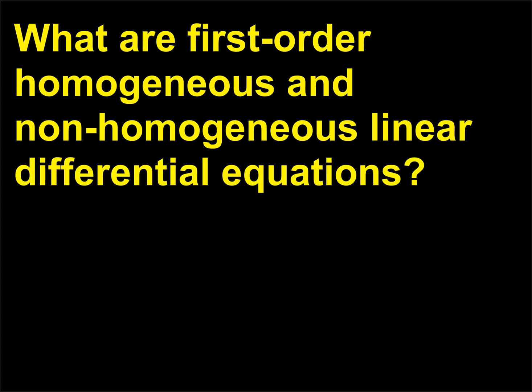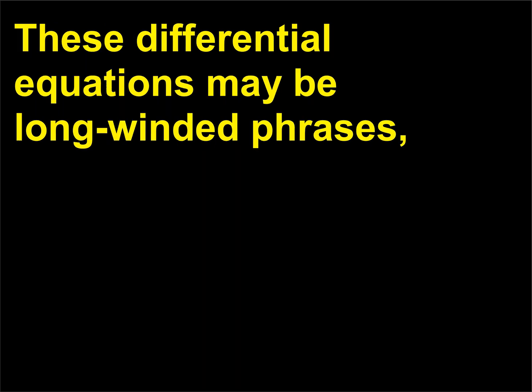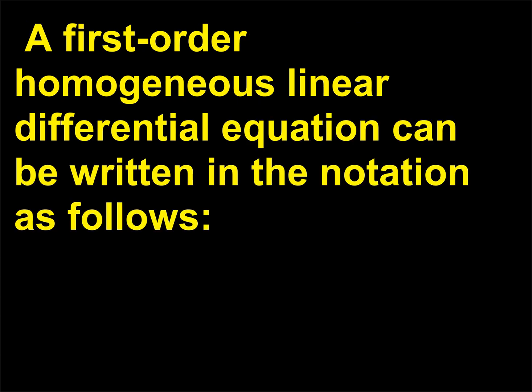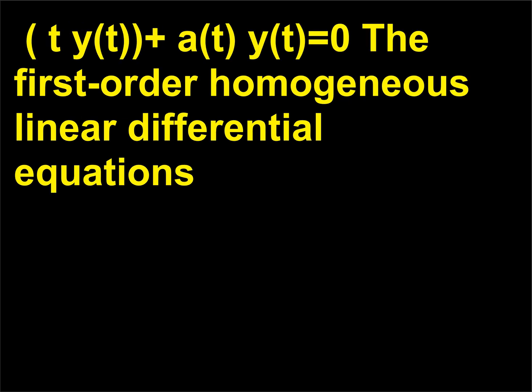What are first-order homogeneous and non-homogeneous linear differential equations? These differential equations may be long-winded phrases, but they are actually types of first-order differential equations. A first-order homogeneous linear differential equation can be written in the notation as follows: y'(t) + a(t)y(t) = 0.